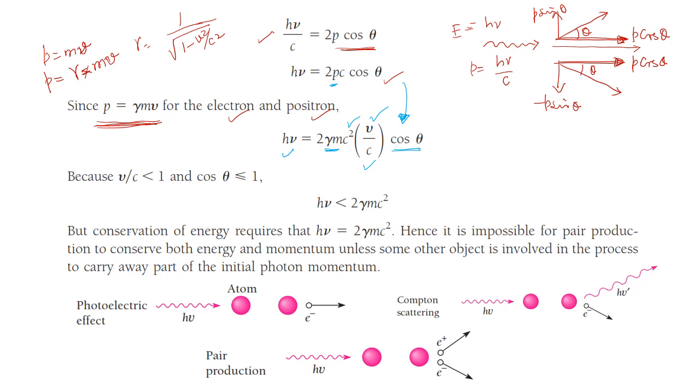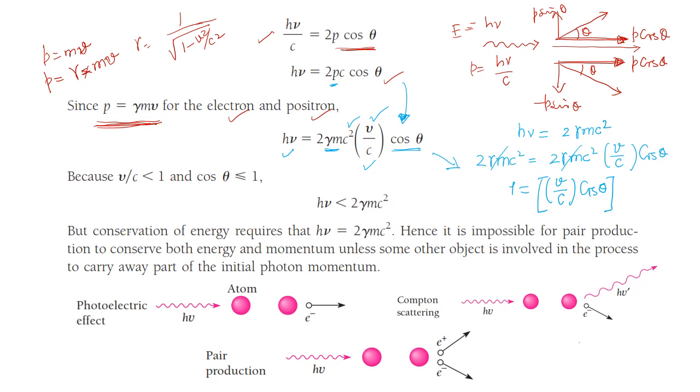Now what we can see is that, from the conservation of energy, as you have seen, conservation of energy demands that h nu should be twice gamma mc square, as you have seen from the previous slides. If I put this h nu in this reaction, twice gamma mc square is twice gamma mc square, and then v by c and cos theta. So this will cancel out. So this equation demands that 1 equals v by c and cos theta.